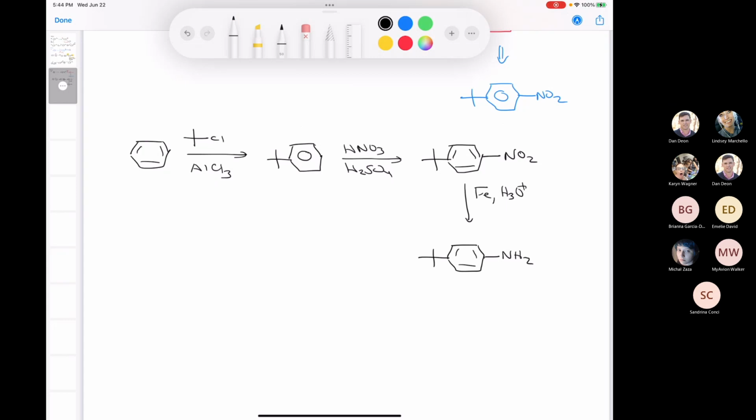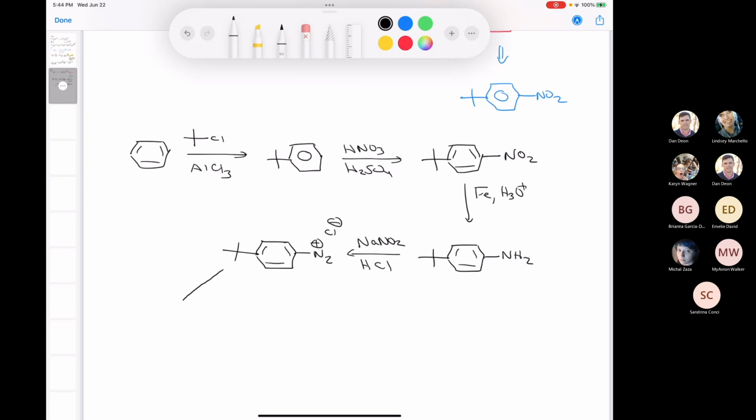Now we're going to do the diazotization. So we're going to use sodium nitrite and HCl. And that gives us this. So now we've got the diazonium salt. Now the world is our oyster.